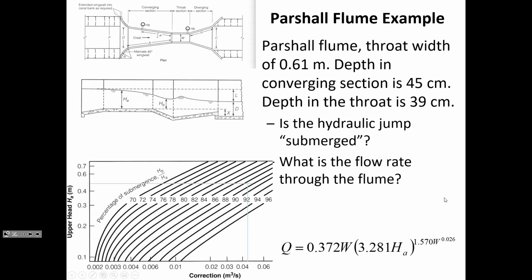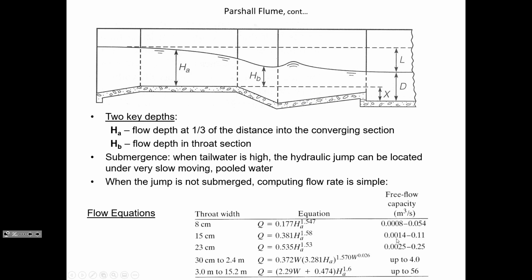So let's practice this with this equation. So we have a flume with a throat width of 0.61. That's the W. And so 0.61 throat width, you can see here in this list of equations, the range of flow rates, the range of throat widths is what guides which equation you're going to use. So for 0.61, it's the second to the bottom equation that I use.